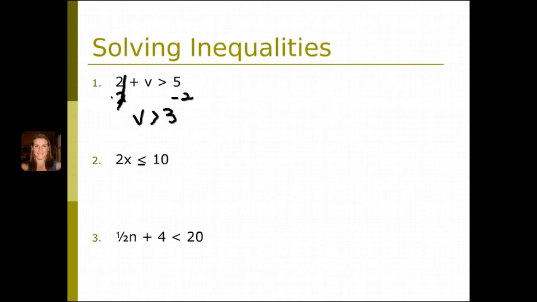Second example, we're trying to solve for x. In order to get x by itself, we have to divide both sides by 2. And we are left with x is less than or equal to 5.